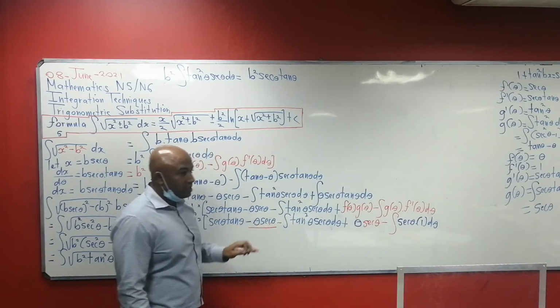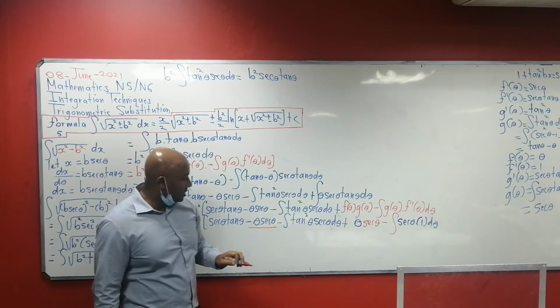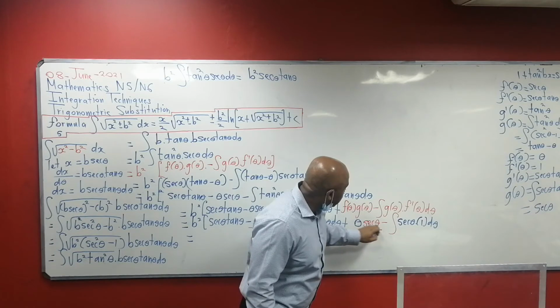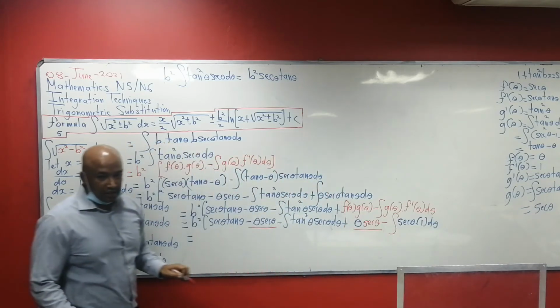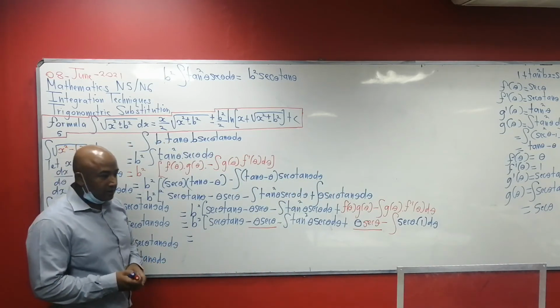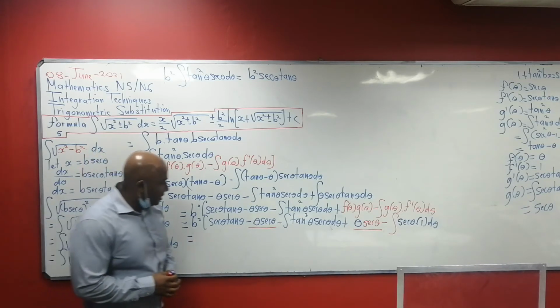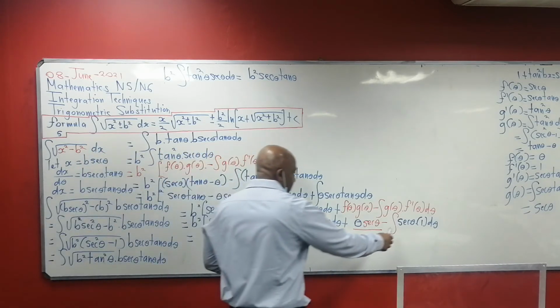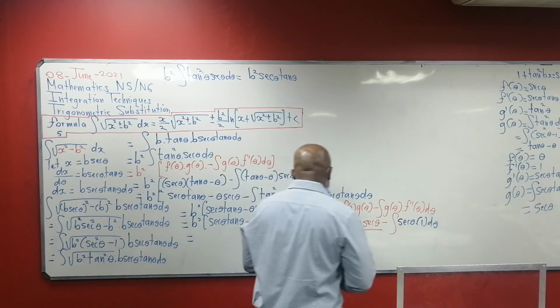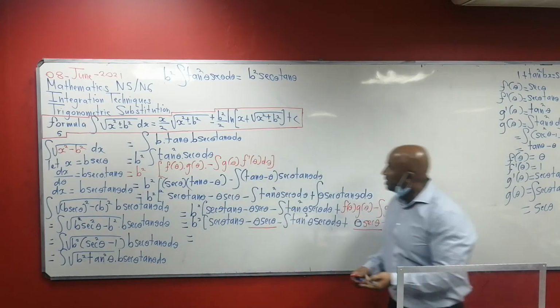I got minus theta sec theta plus theta sec theta there. Right. It will give you 0. Right, so now the only part I need to do is this part here. But what do you notice now?